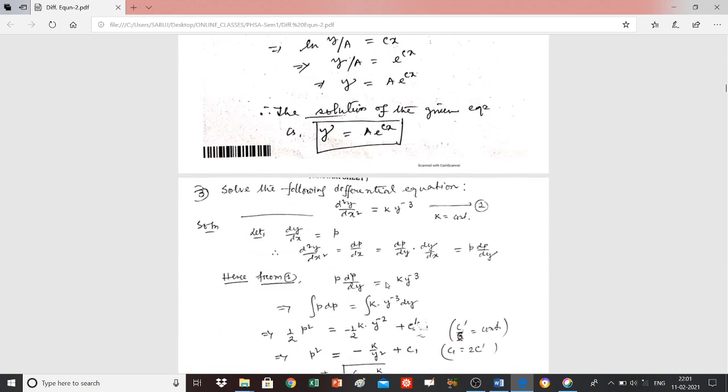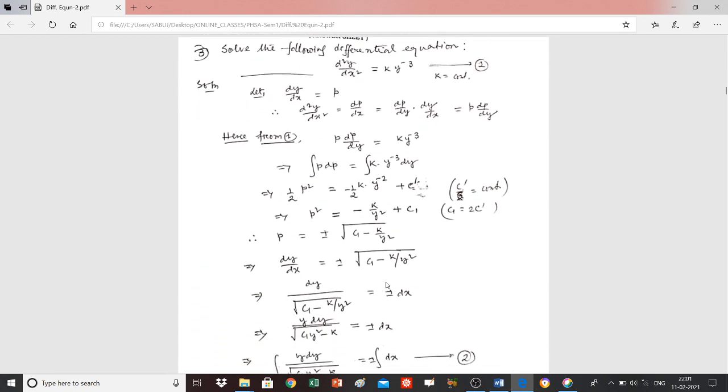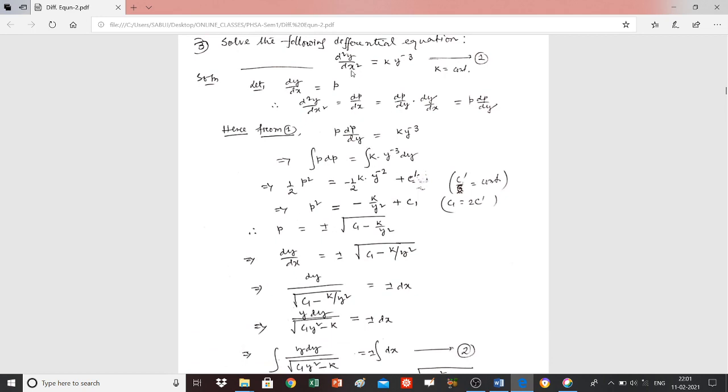Another example: solve the following differential equation. The equation is given here, d²y/dx² = k y^(-3), where k is a constant. Now we have to solve this equation. To solve it, substitute dy/dx = p, and from here you can easily calculate d²y/dx² = p dp/dy.